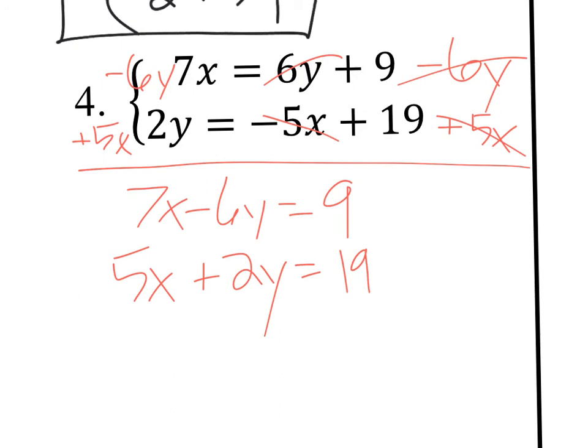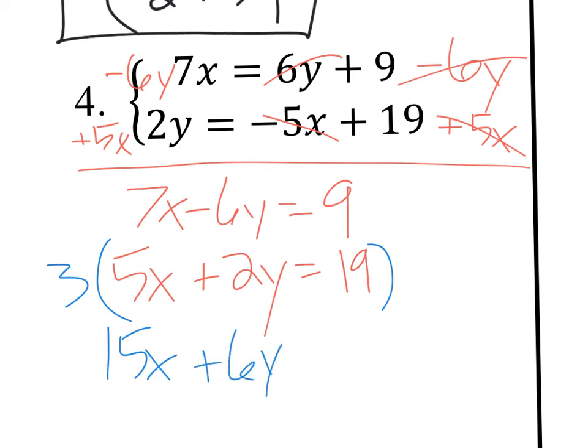So now I need to determine which variable would be the easiest to cancel. So looking at the x's, there's nothing 7 and 5 go into. But looking at the y's, I know that 2 times 3 makes 6. And so if I have a negative 6 on top and a positive 6 on bottom, I'll be able to eliminate my y's. So that means I have to multiply the entire bottom equation by 3. So that'll give me 15x plus 6y equals, and 3 times 19 is 57.